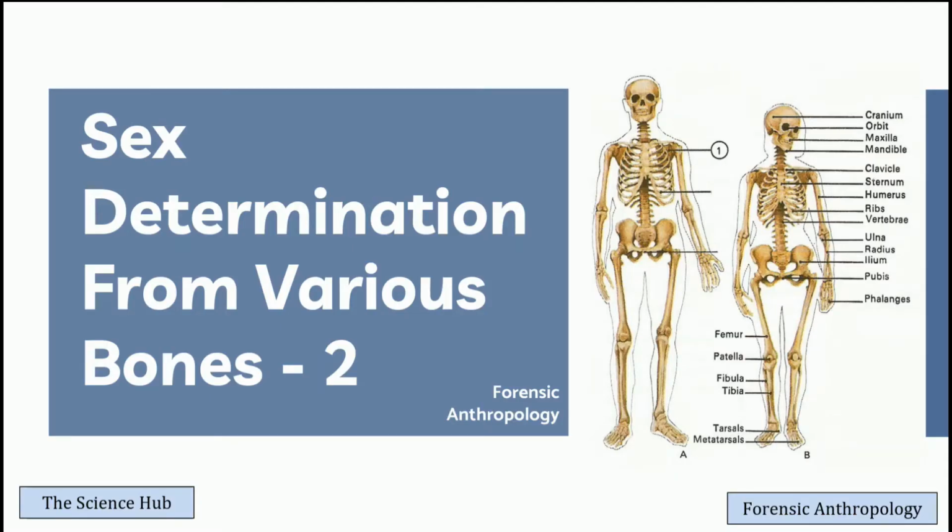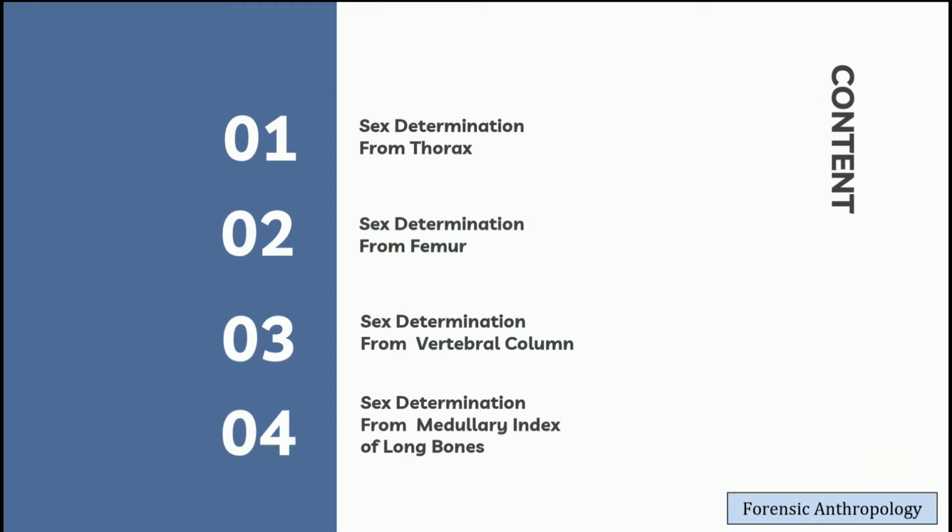Today we are going to see about sex determination from various bones, second part. In the first part we went through sex determination from skull, mandible, pelvis and sacrum. Today's content is sex determination from thorax, then from femur, vertebral column, and at last sex determination from medullary index of long bones.